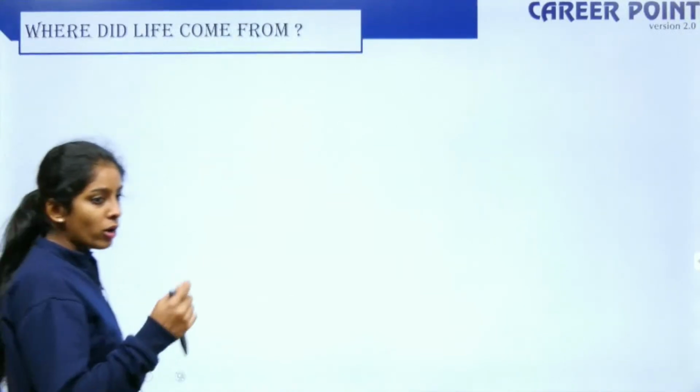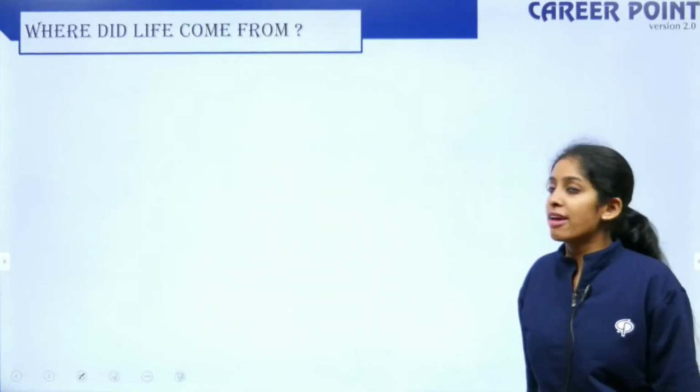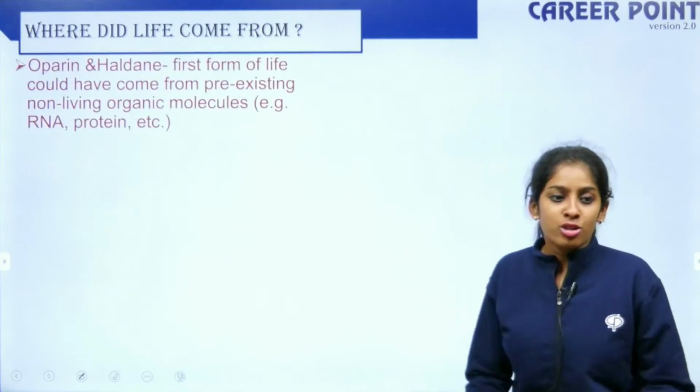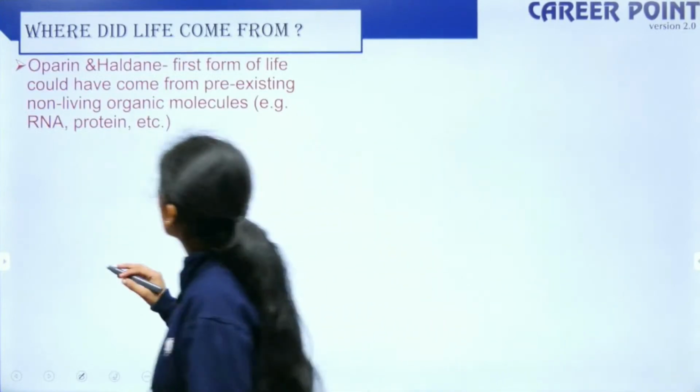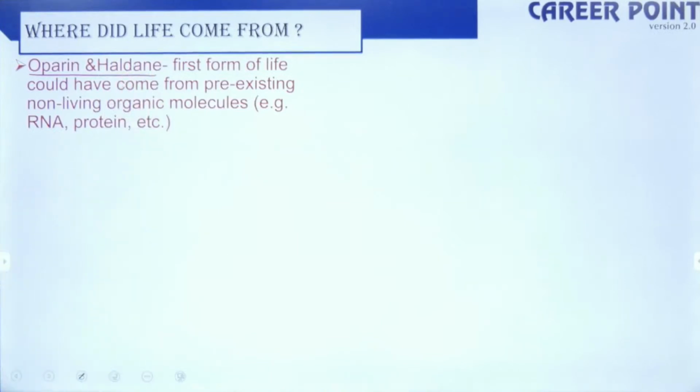So 3 theories are over. Number 1, panspermia. 2, spontaneous generation. 3, life comes from pre-existing life. Then came 2 other scientists, Oparin and Haldane, from Russia and England. These 2 said that the first form of life could have come from pre-existing non-living organic molecules.